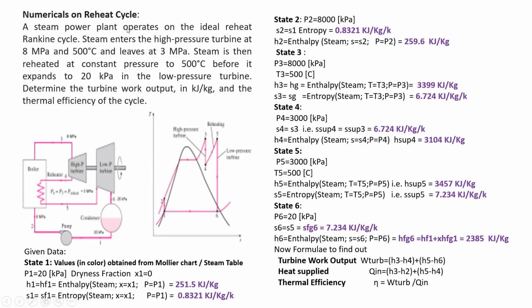So H3 is equal to Hg, the enthalpy of the steam at T equal to T3 and P3, from the superheated steam table. You will get the value 3399.1 kilojoules per kg. And S3 is equal to Sg, again from the superheated steam table. You will get the value 6.724.